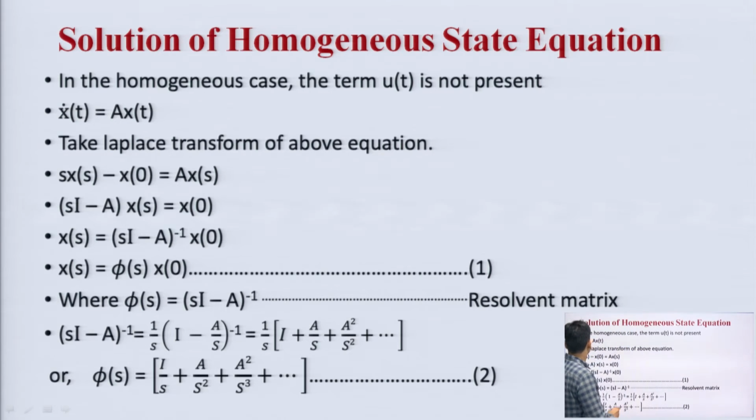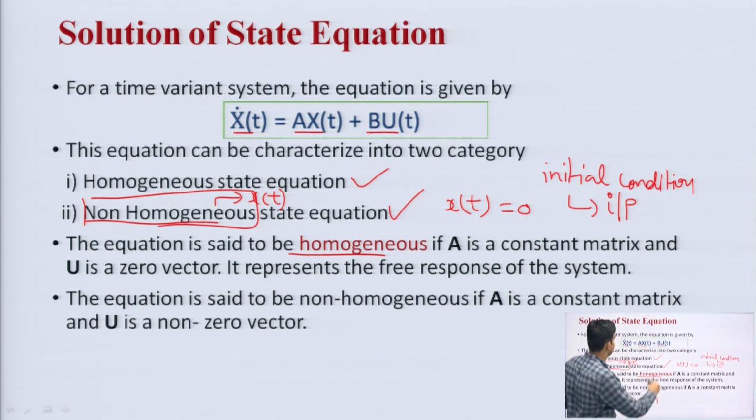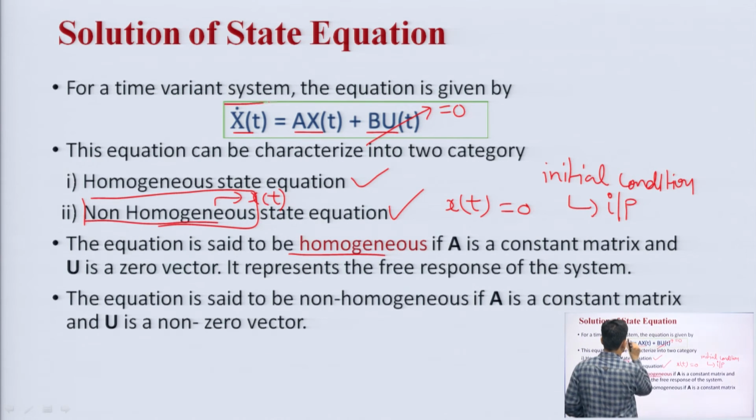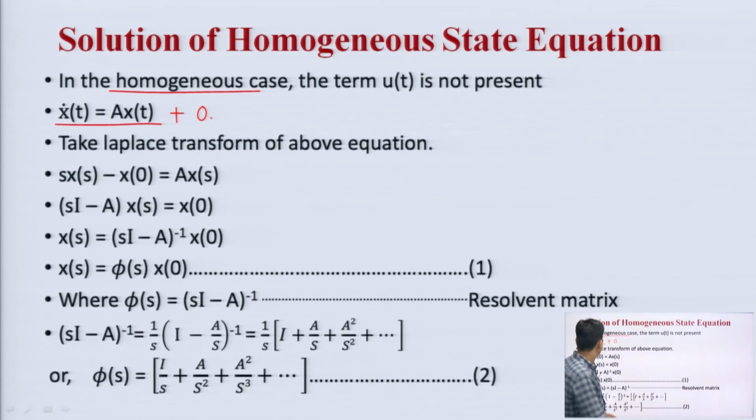So, here I am assuming the homogeneous case where my input is 0. So, my state equation will remain x dot(t) equal to A x(t) plus 0 input. You can see here I am assuming that u(t) is equal to 0. So, the remaining equation would be like this for the homogeneous case. Now, we need to take the Laplace transform of the equation.